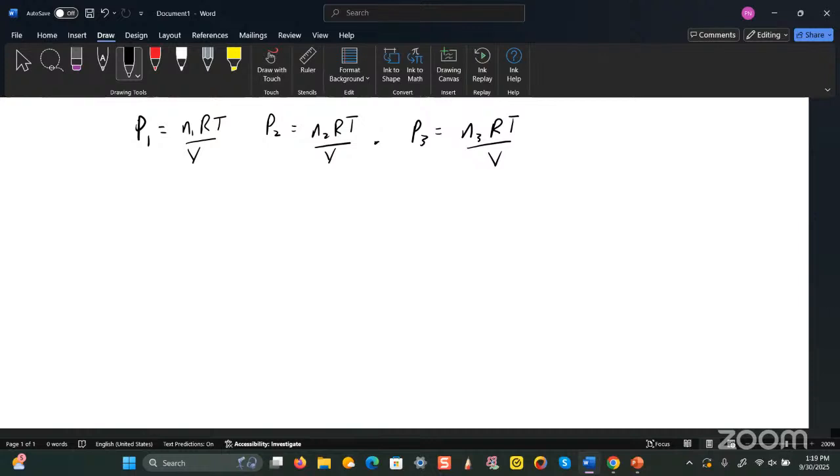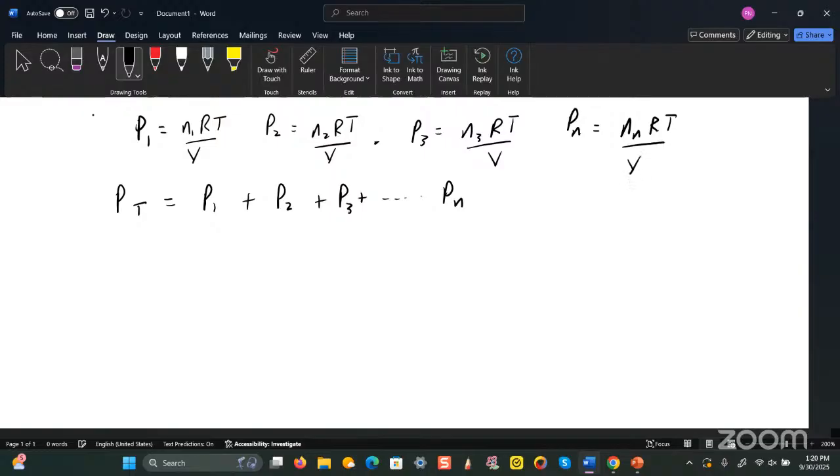Okay, so let's see what happens when we add these together, because remember what Dalton's law says. Dalton's law says that the total pressure will be equal to P1 plus P2 plus P3 and so on to Pn, right? So I forgot to mention here that for the nth gas, Pn would be equal to N RT over V. Similar equation, right?